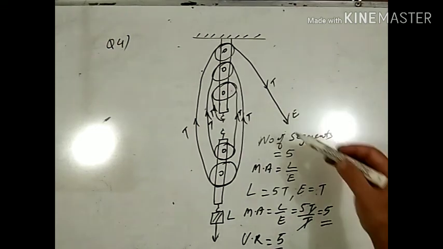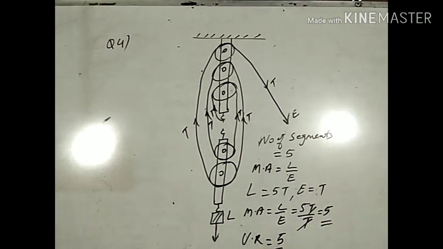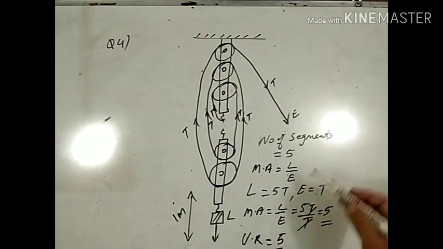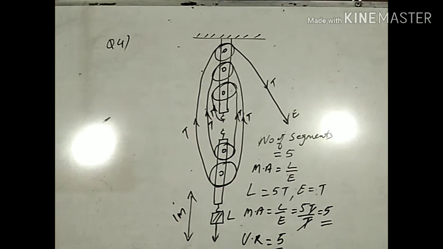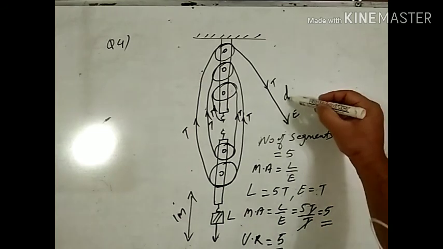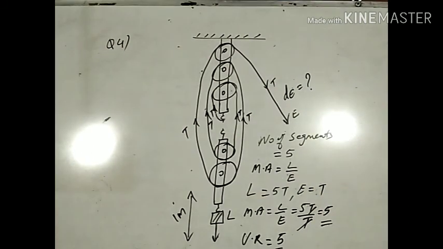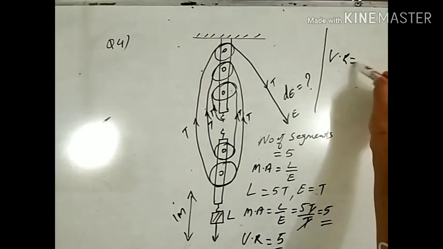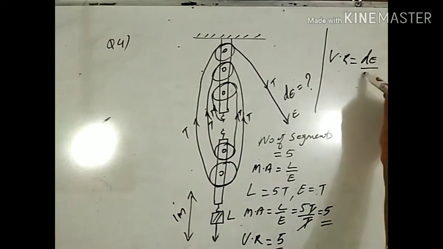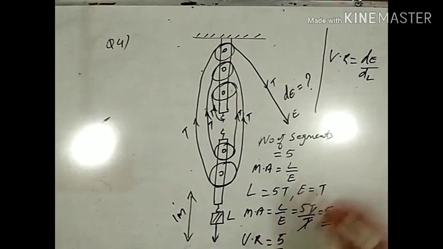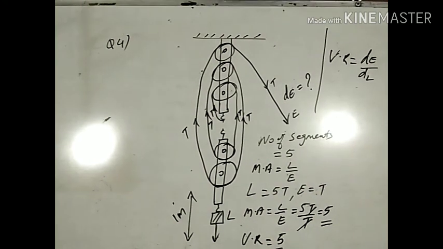Now the last part. If the load is raised by 1 meter in the upward direction, what distance will the effort move? What will be the displacement of effort here in the downward direction? Now we have the formula: velocity ratio is equal to displacement of effort upon displacement of load. We know the formula. All of you must learn the formula. You should learn to apply the suitable formula in the circumstances.